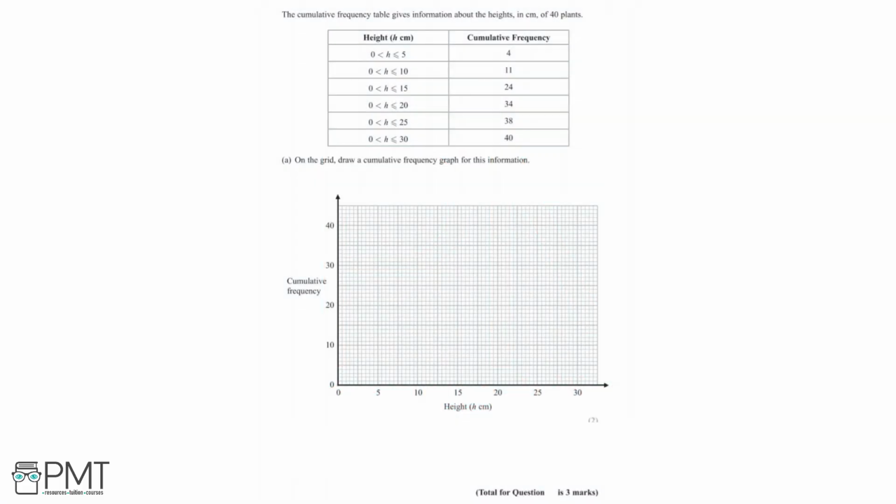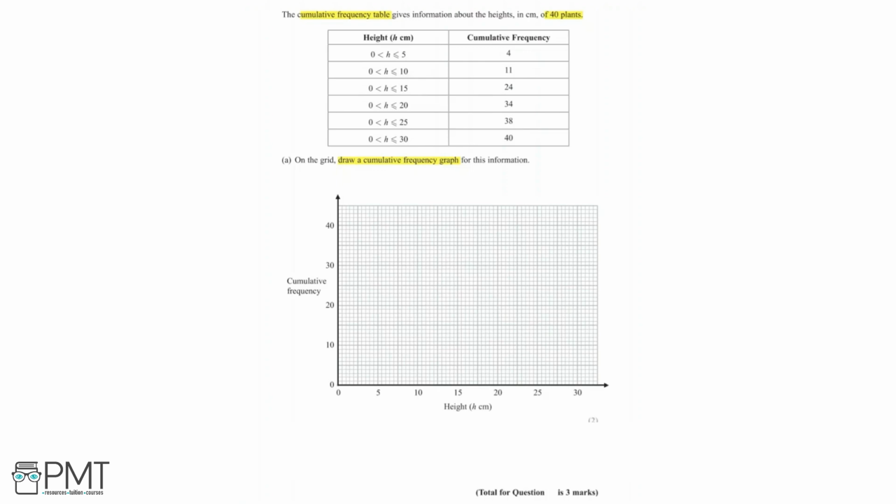In this question, we're given a cumulative frequency table which gives information about the heights in centimetres of 40 plants. And in part A, we need to draw a cumulative frequency graph for this information on the grid below. Now when we draw cumulative frequency graphs, we always plot the cumulative frequency on the y-axis. And now the important thing to remember is that when we plot the heights, we're plotting the upper band.